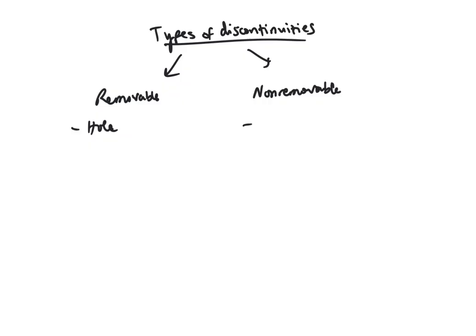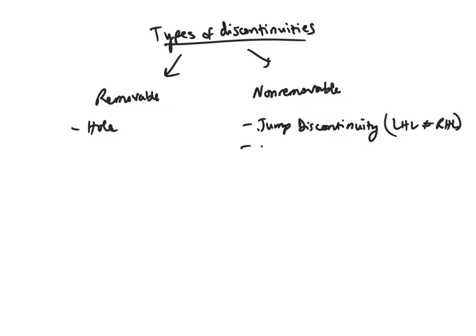Non-removable discontinuities, we have 3 types of those. The most common is the jump discontinuity. That is what we saw in our graph D, where the left-hand limit is not equal to the right-hand limit. Another way of saying that is to say that the limit doesn't exist.